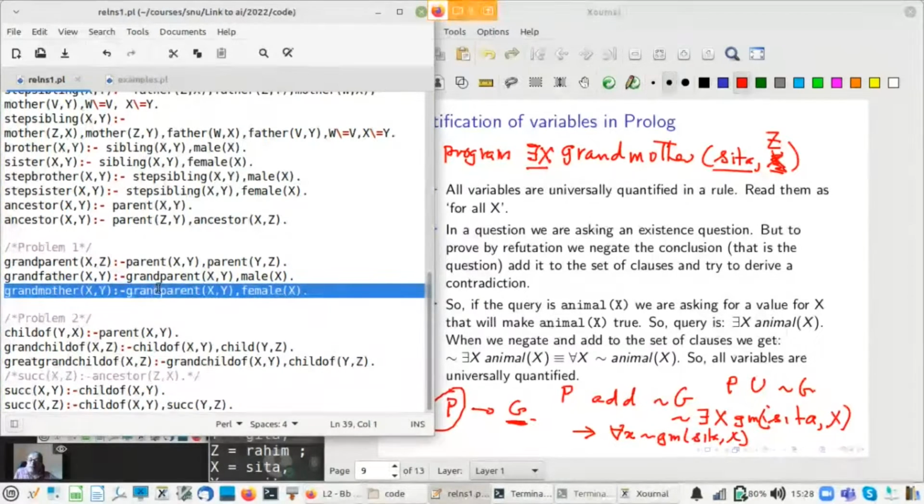Well, notice the order doesn't matter, but in practice one of them will have to be done first, the second one will have to be done next. So declaratively it doesn't matter whether I check female X first or female Z in this case, since X has been substituted by Sita, so female Sita and grandparent Sita comma Z. Okay, so I will go to grandparent, then this will take me to parent, and so on. So you can see how this whole thing goes.